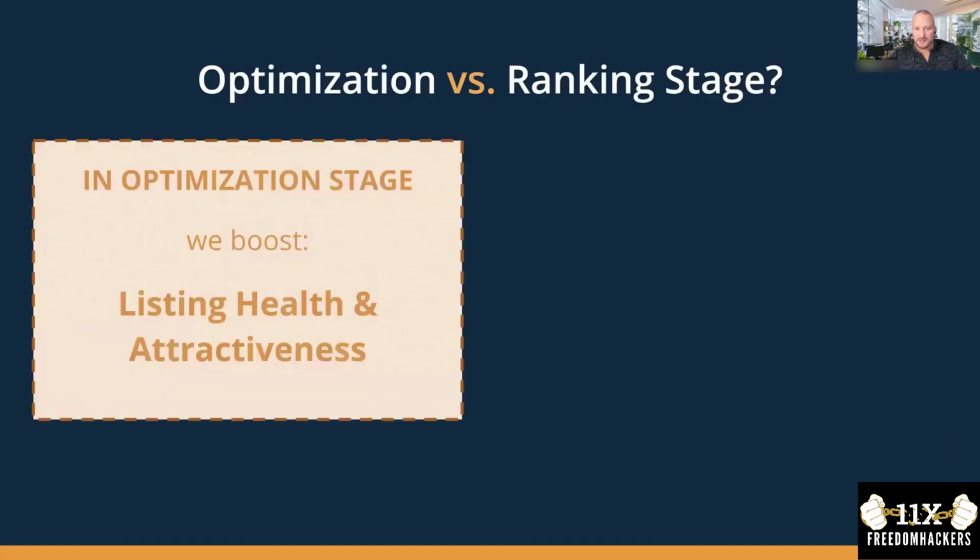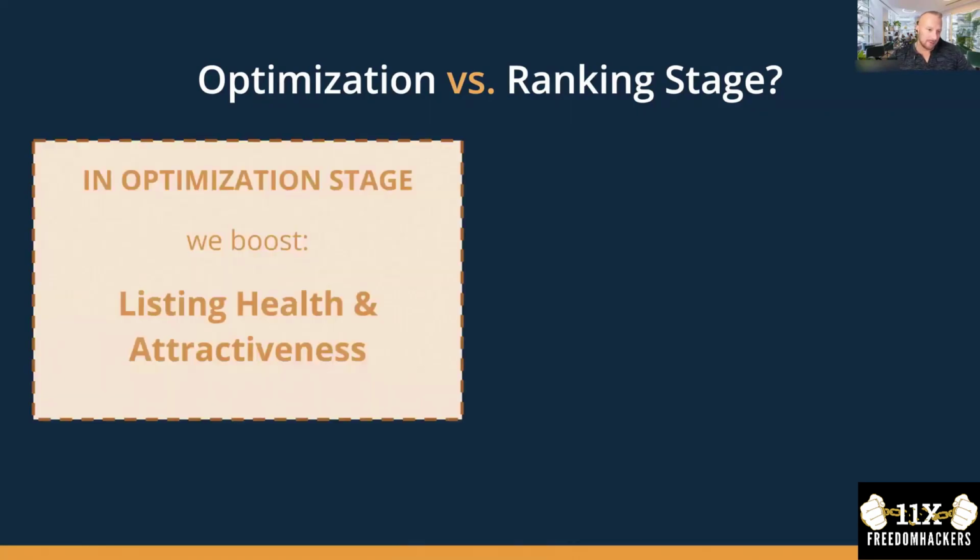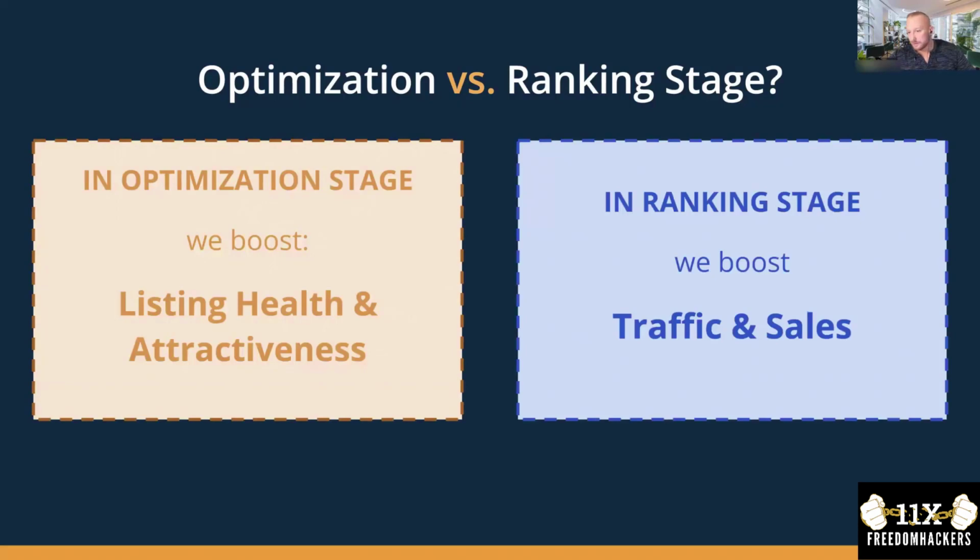And so what is the difference between optimization and ranking? This is also something people don't understand. On Amazon, you always have two problems, either one or the other. Either you have a conversion issue or you have a traffic issue. There's always traffic and conversion, right?